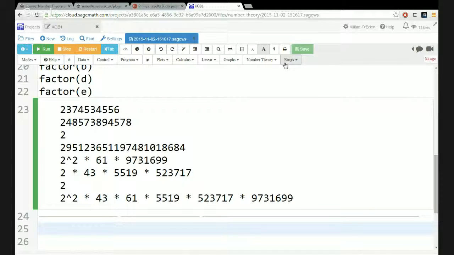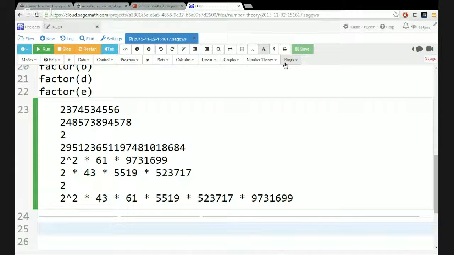When we look at the prime factorization of the least common multiple, this big long prime factorization, it is the smallest prime factorization that contains both the prime factorization of A and B. So have we got 2 squared here? Yes. Have we got 61 here? Yes. Have we got whatever that is, 9 million? Yeah, there it is. Have we got 2? Yeah, we've already got some 2's. 43, yes. 5519, yes. 523, 717, yes.